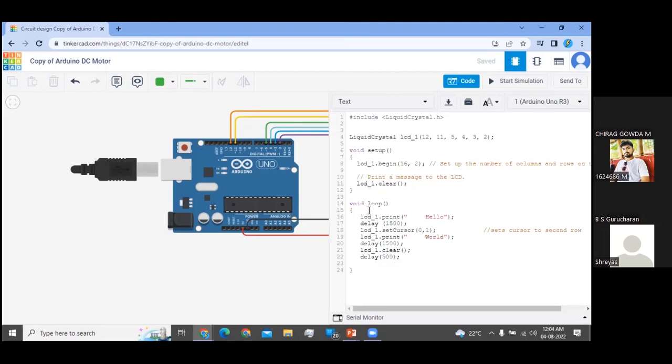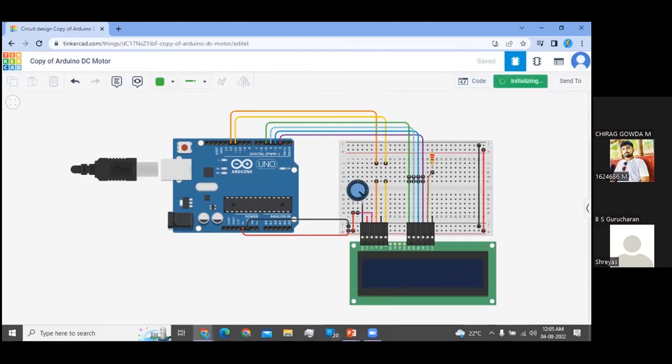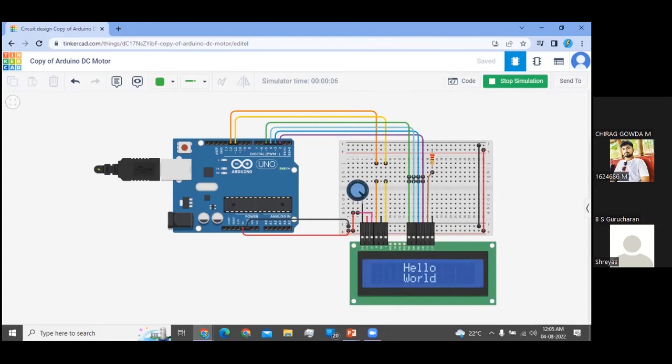Now in loop, we have print hello. Then again, we give a delay of 1.5 seconds. Then again, set the cursor to the next column and print world, again give a delay of 1.5 seconds, and clear it. Then this loop keeps repeating. Now we will see the simulation of this program. As discussed before, it prints the word hello and gives a 1.5 second delay and again prints world and it keeps on continuing.